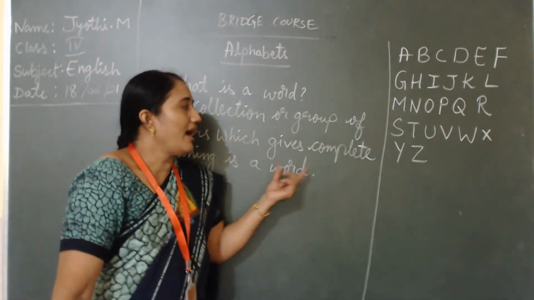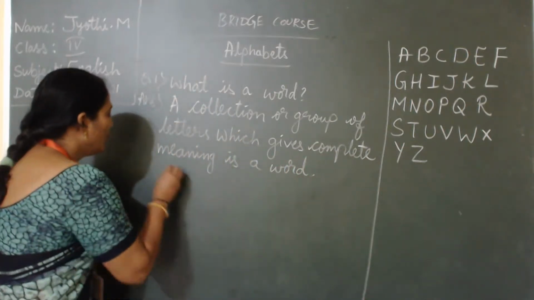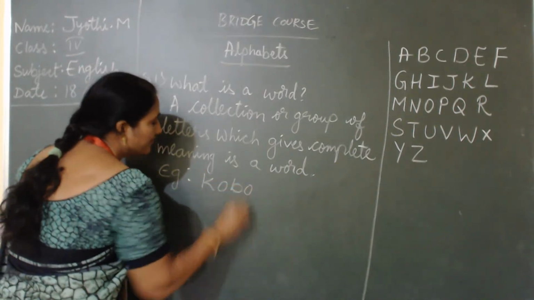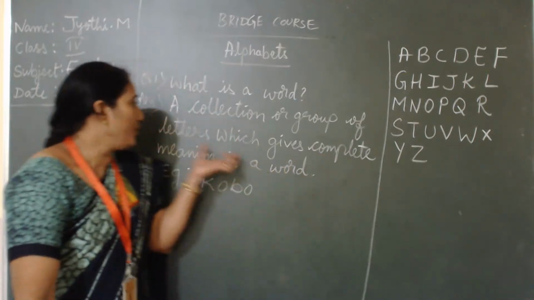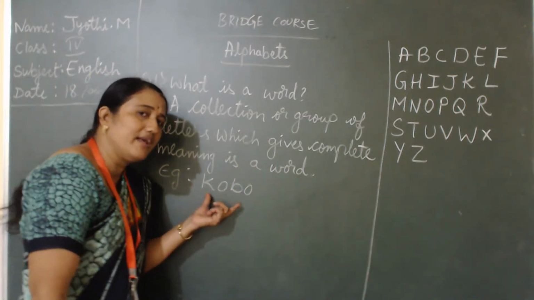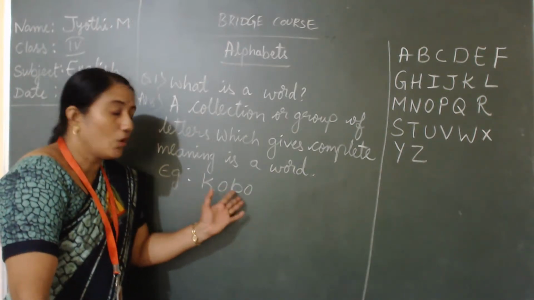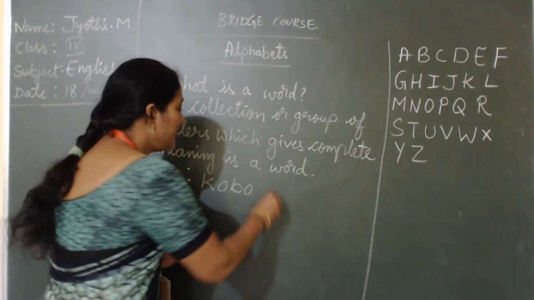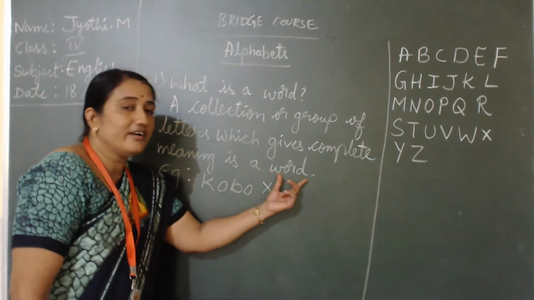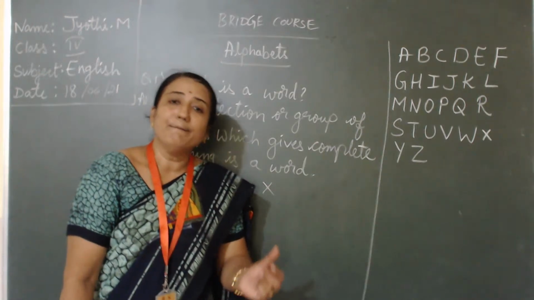With the help of letters, you can form a word. For example, I will show you. Whether it is correct or not, you tell me, children. I have written some letters here. Does it have any meaning? K-O-B-O. What is this? Kobo. What is the meaning of Kobo? This doesn't have any meaning. They are jumbled. So to form a word, we have to put the alphabets in a systematic order to get the meaning.